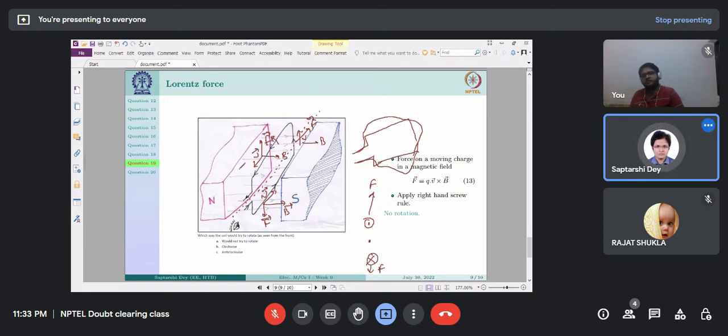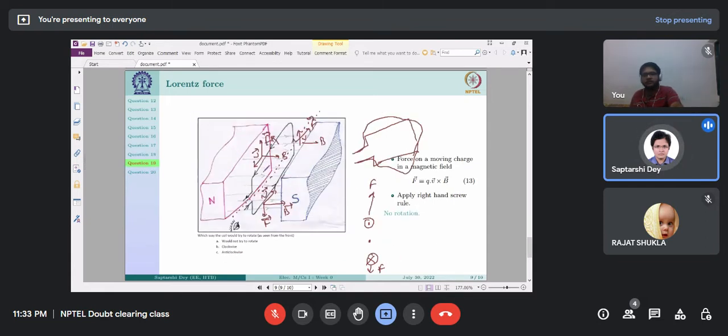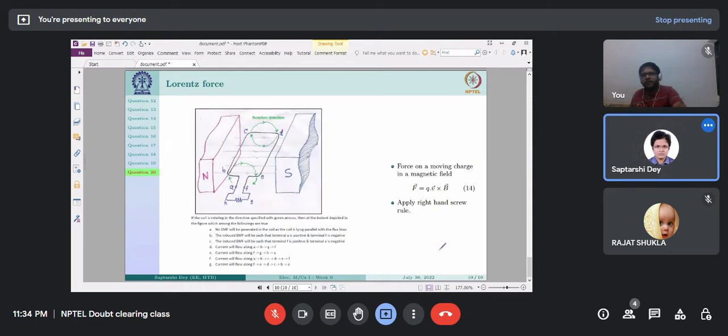It gets the maximum torque while reaching this position once again, and this way the torque is continuously acting on the conductor. So till now we have talked about motoring. Why do I say we have talked about motoring? Because we have been given the field, we have been given the current, and we have been asked to find out the direction of motion.